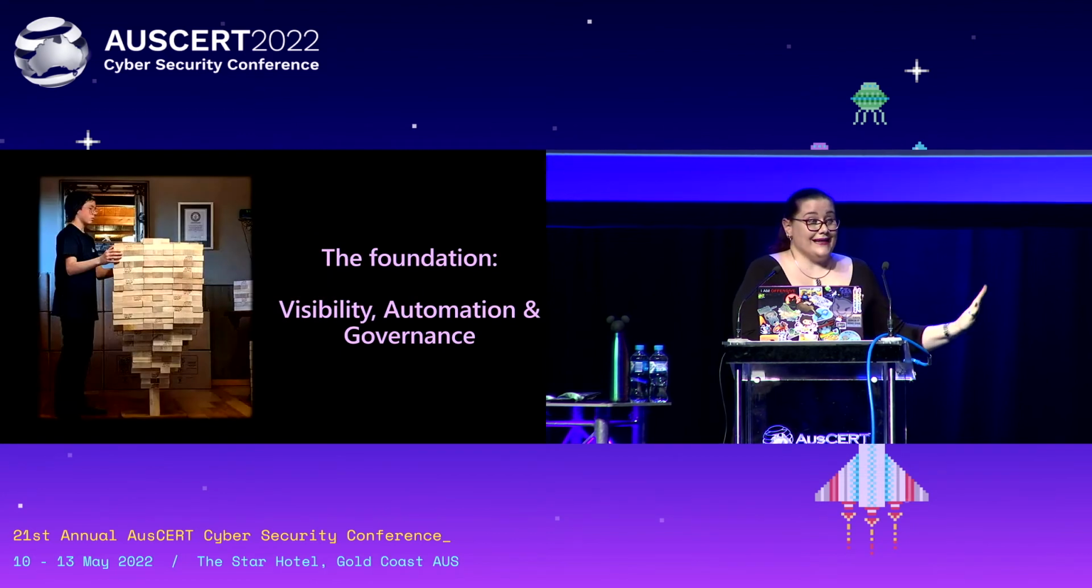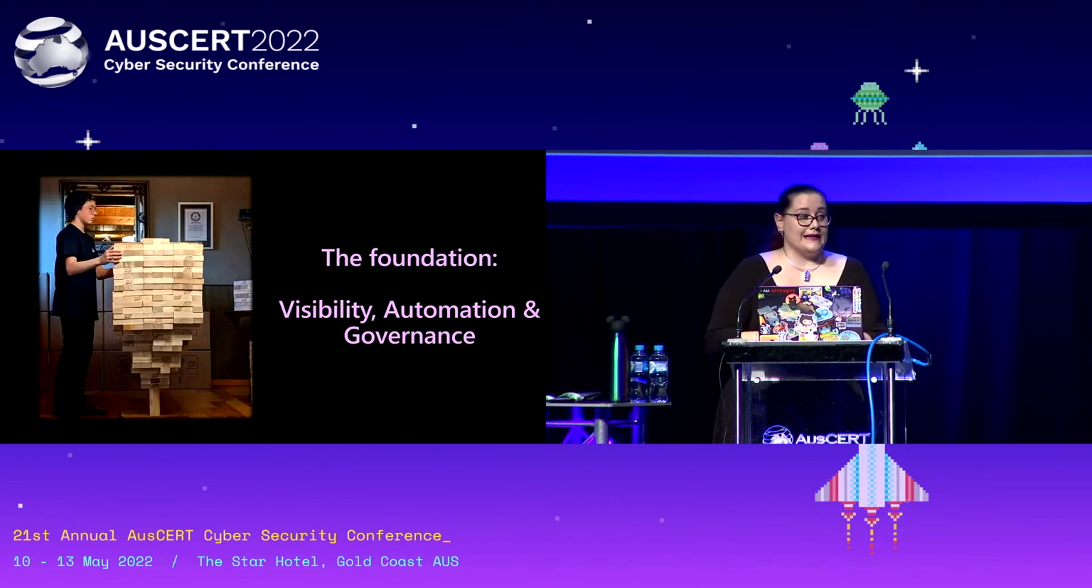Now, I know I said 6 pillars, but we do have a 7th. So this is the foundation pillar. This is your visibility, automation, and governance. It underpins all of the other pillars, and I see it, as you can see in this image, as very precarious because we don't do a very good job of it.